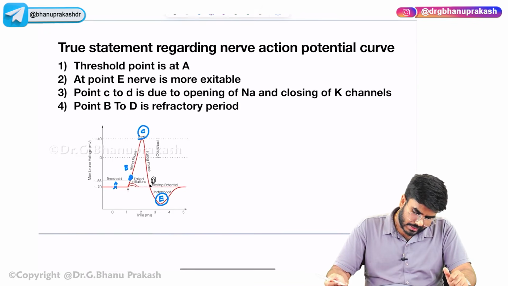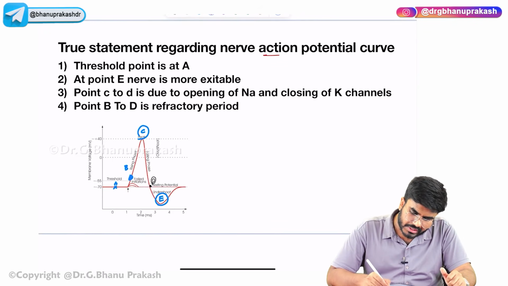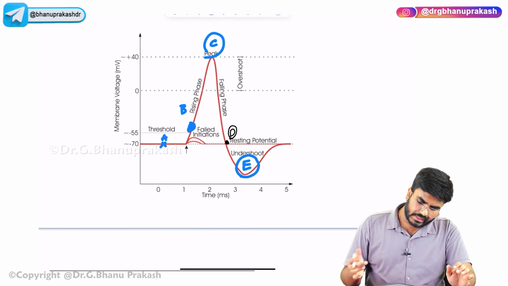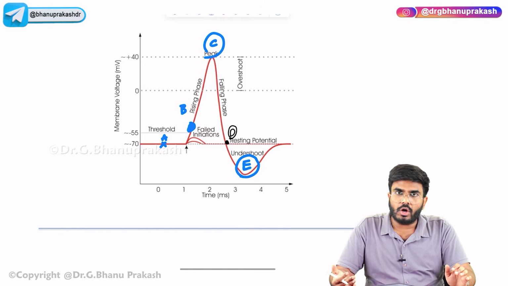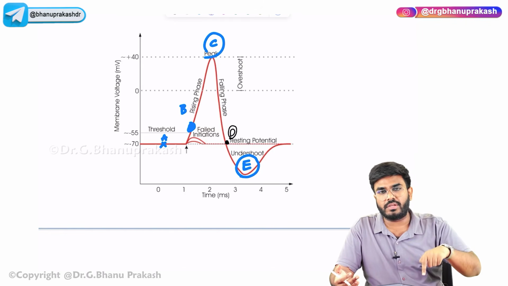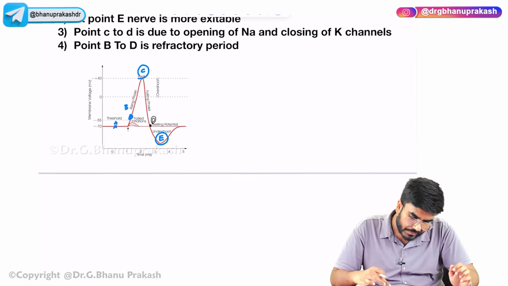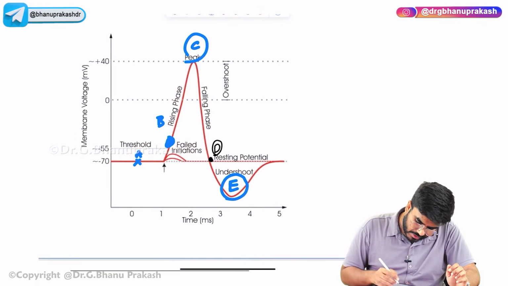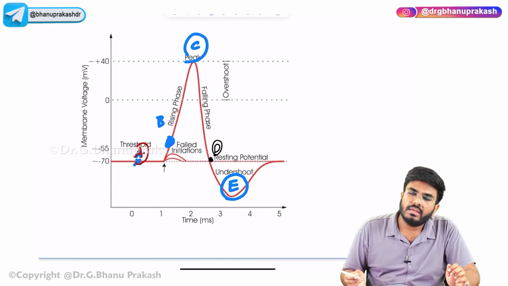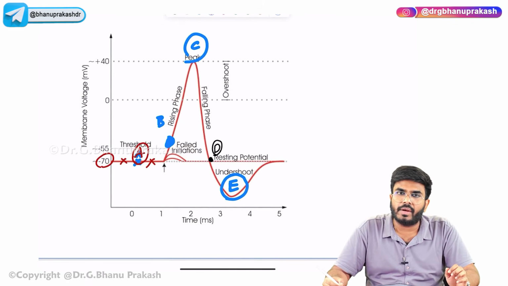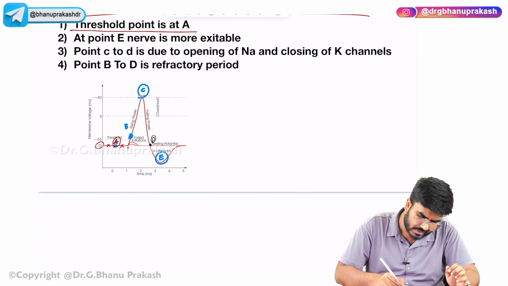Next. A statement regarding the nerve action potential curve. See, this is from the nerve physiology. Now, here it's very clearly shown that this is the action potential of a neuron. Okay, action potential of a neuron, resting condition, threshold, depolarization, repolarization and hyperpolarization. Now, what are they talking about? Threshold is at point A. For example, here, this is the point A which was given. Is that the threshold? No, it is the resting membrane potential, minus 70 millivolts. It's the resting membrane potential of a neuron. Okay, so this is wrong.